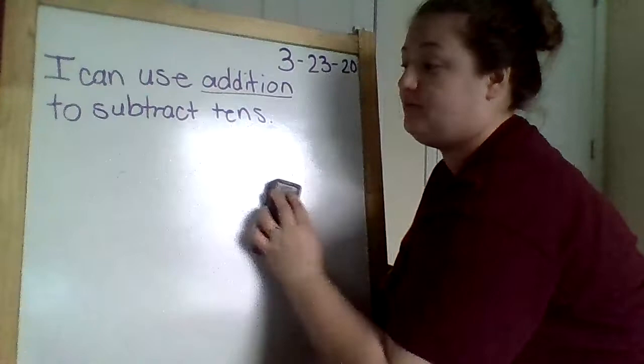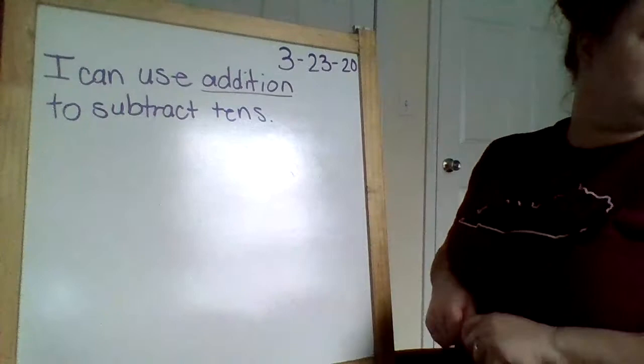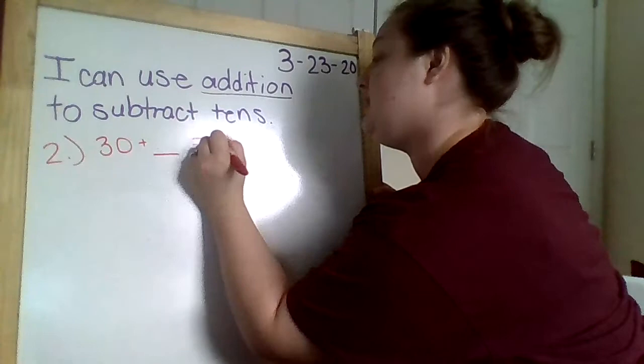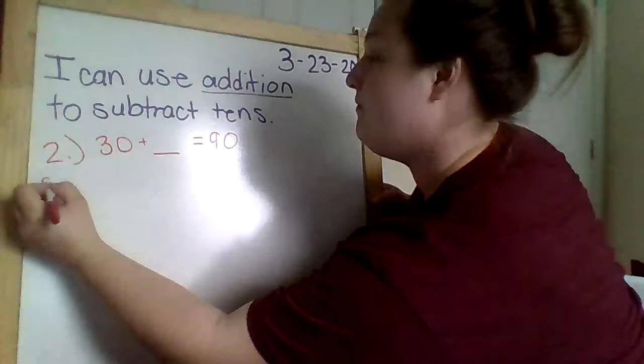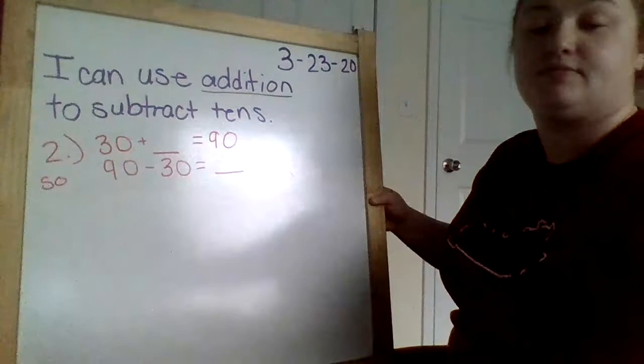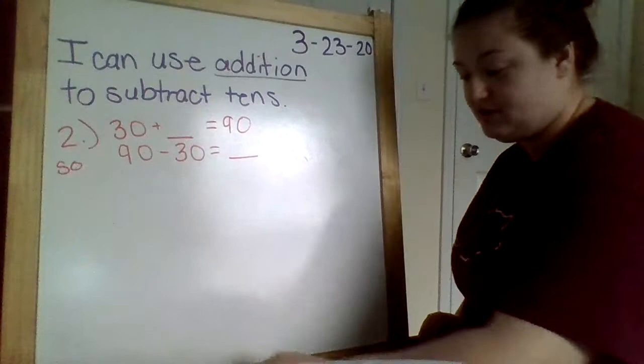Okay, number two says 30 plus blank equals 90. And then it says, so 90 subtract 30 equals blank. So now, let me draw us a number line and we'll get started on this one.